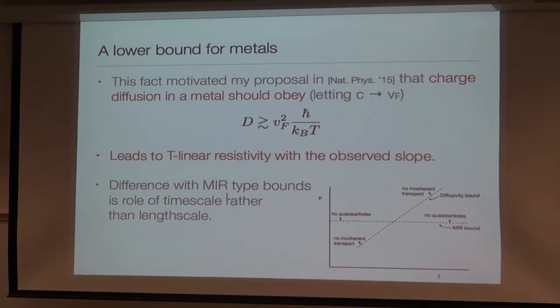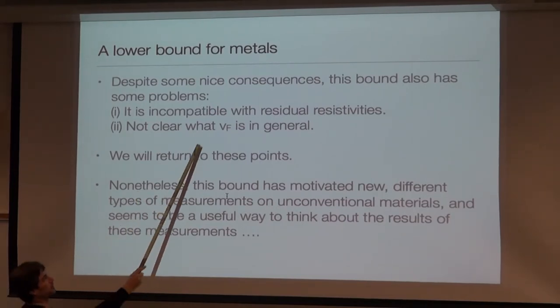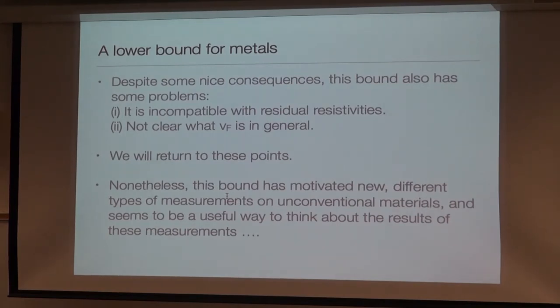All right. Now, this bound also has some problems. The main one is that even though I said you could get VF experimentally, conceptually, for a theorist, it's not clear what VF actually is, and so that's what we're going to come to. Nonetheless, this bound has motivated some new experiments, and I'm going to go over these very quickly because I do want to get to the last bit, which I think might be the most interesting for this audience.